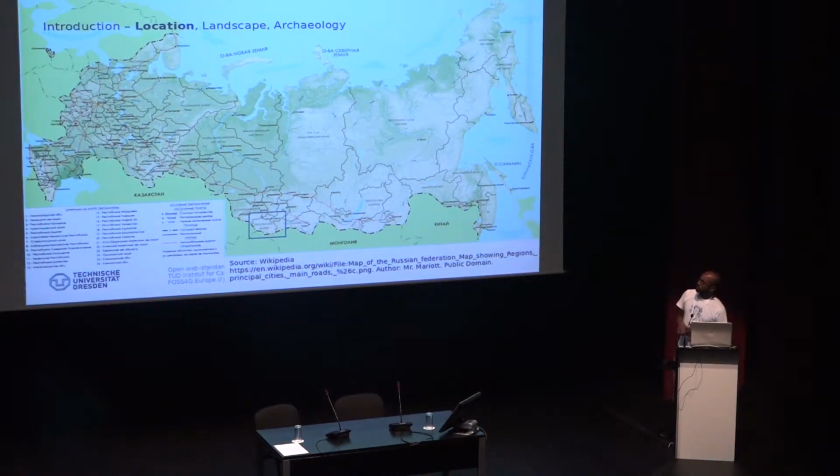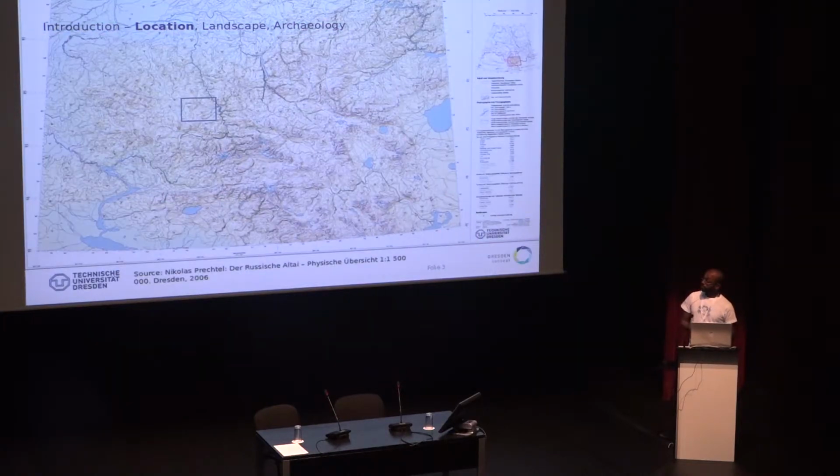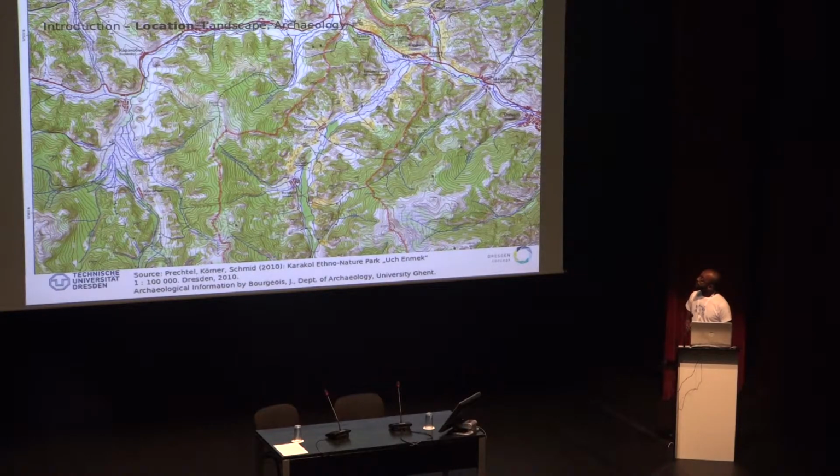So the site is located in the Altai mountain. It is located in the southern part of the Russian Federation, just between Mongolia, China, and Kazakhstan. And in the mountain range, it's located in the northwestern part of the mountain range in Central Asia. This is the conservation park that was represented in the application. It's surrounded by the red borders, and the yellow spots represent the areas with archaeological significance.